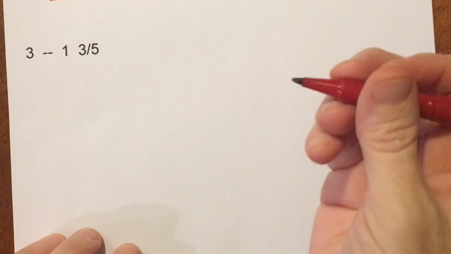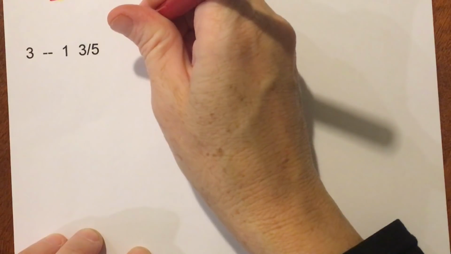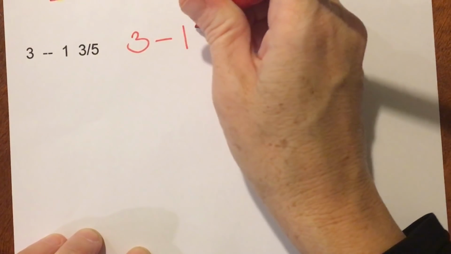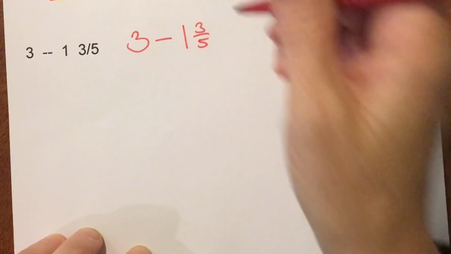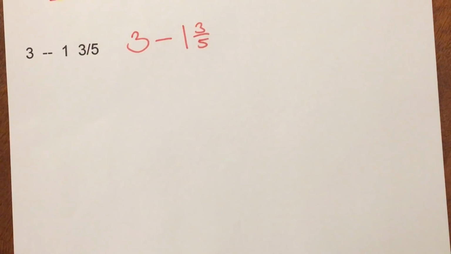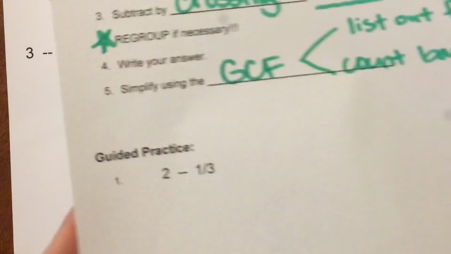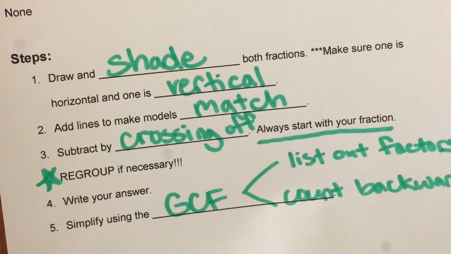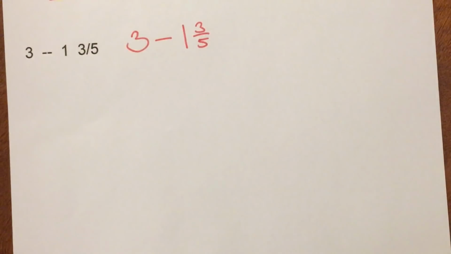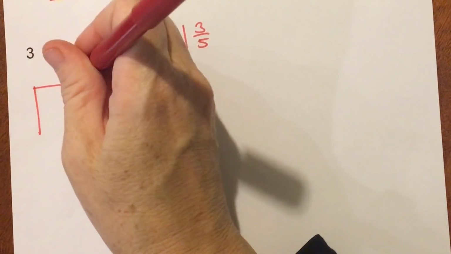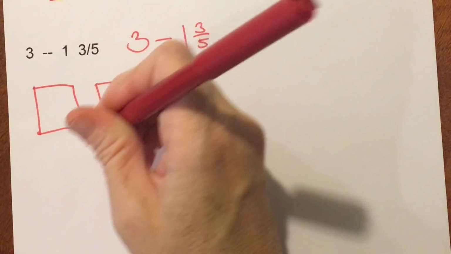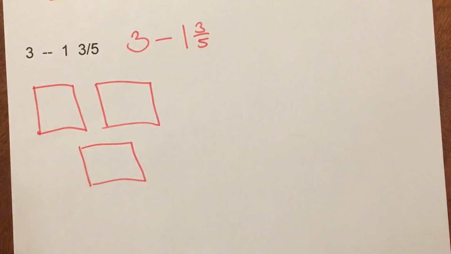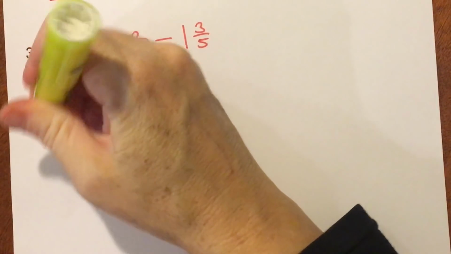Okay, so let's try another one. This one says 3 take away 1 3/5. I'm just going to rewrite it because you know I like them written this way. So 3 take away 1 3/5. Okay, so I'm going to look at my steps. Step 1 says draw and shade both, making sure one's horizontal and one's vertical. So I have 1, 2, 3 wholes, and I have all of them.